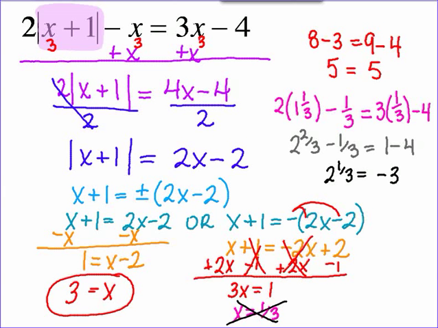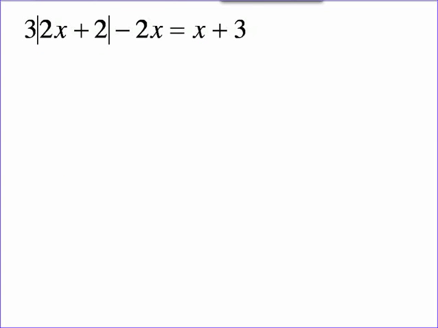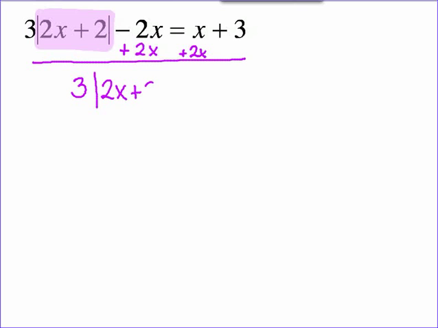Okay, so let's look at our very last problem. A little bit like the last one. 3 times the absolute value of 2x plus 2 minus 2x equals x plus 3. So let's recall again. I want to get this all by itself. So what do you have to do? Add 2x, good. So I'm going to add 2x to both sides. So I end up getting 3 times the absolute value of 2x plus 2 equals 3x plus 3.